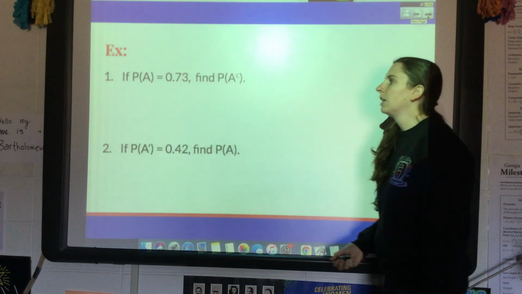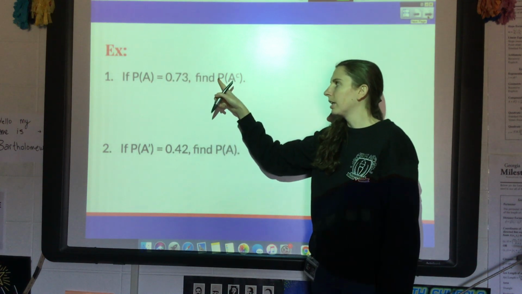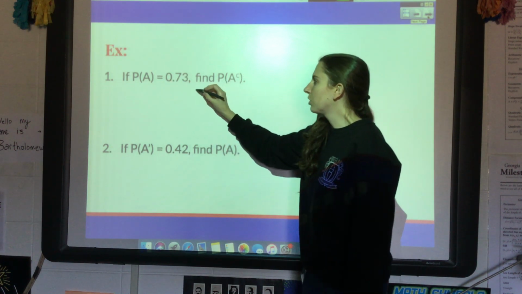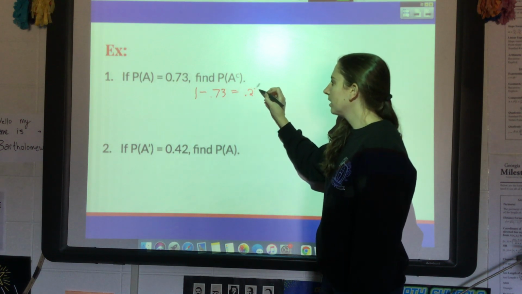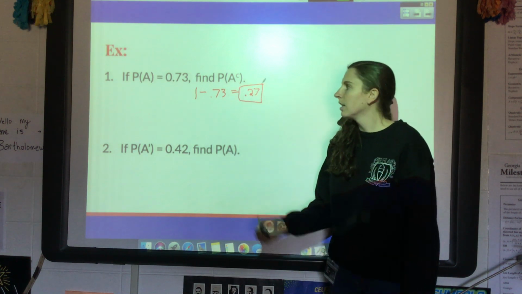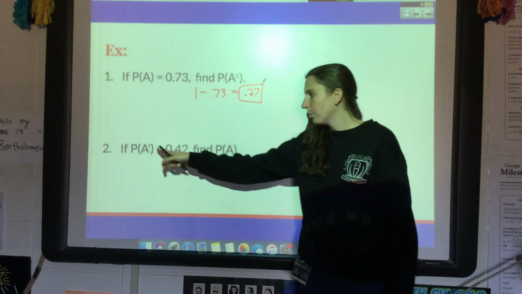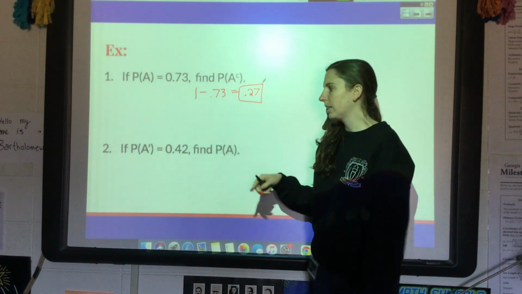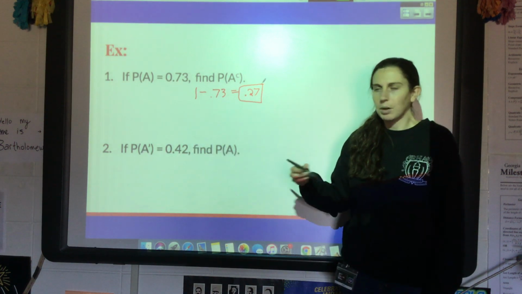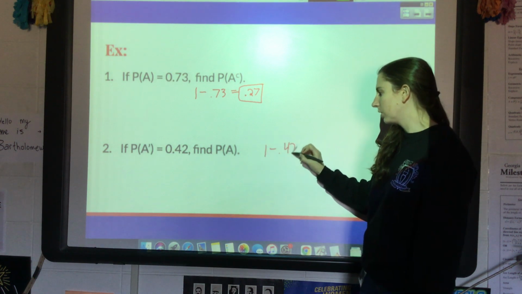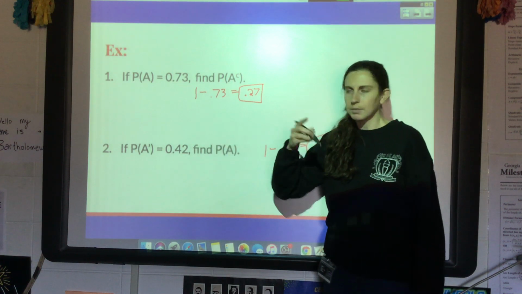Here's another example. Let's imagine the probability of A is 0.73. What would be the probability of not A? Again, just do 1 minus A, and in this case we get 0.27, because these two have to add up to 1. Or this works backwards. Remember, a little apostrophe also means complement. So if the probability of the complement of A is 0.42, and I want to know the probability of A, again just do 1 minus 0.42 and we get 0.58, because they add up to 1.